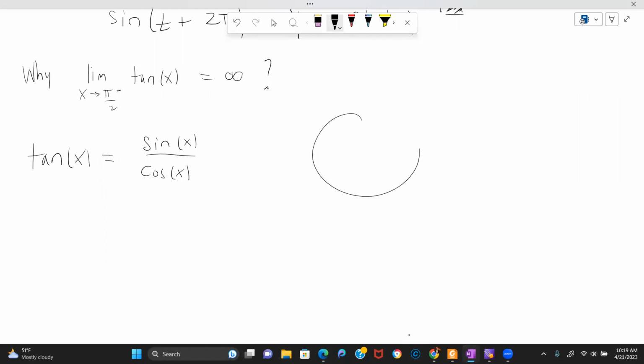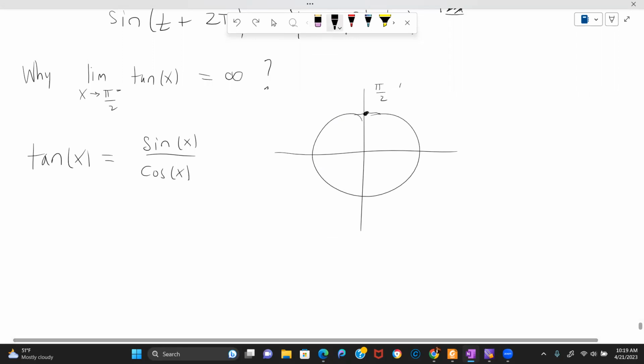Let's draw a circle, and the value we're approaching is right here. This is going to be pi over 2, and it corresponds to the point (0, 1). Let's use t instead of x, so we don't get confused talking about x coordinates and evaluating tangent at x. These are just variables, it does not matter.